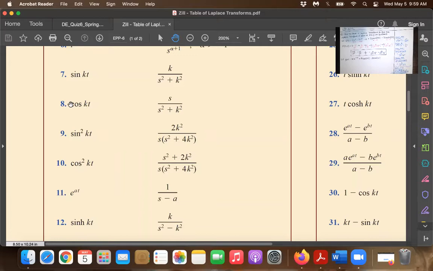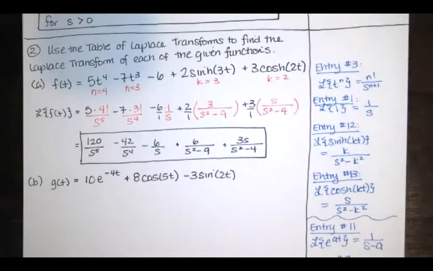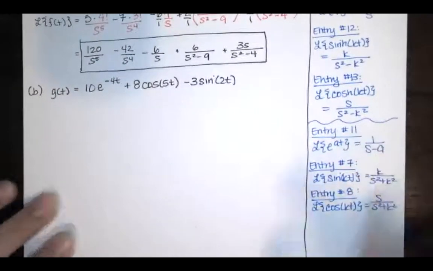The Laplace transform of sine of kt is k over s squared plus k squared. And the Laplace transform of cosine of kt, that's number 8, is s over s squared plus k squared. Okay, so these are the entries that we'll use.